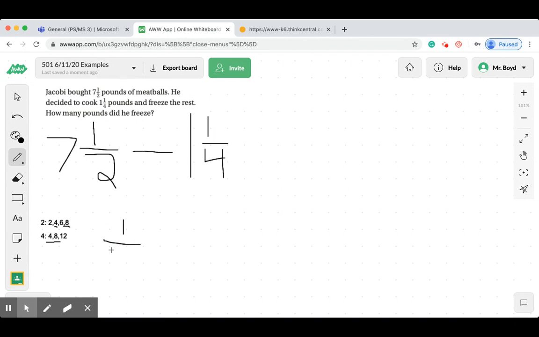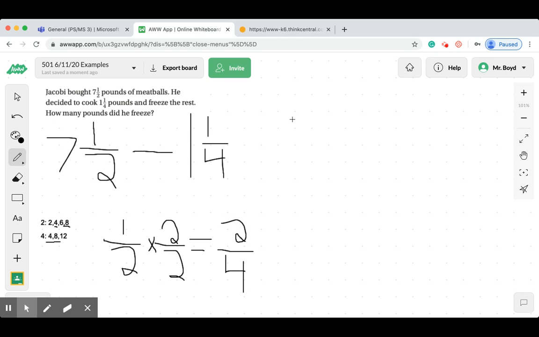So I will take 1/2, and I will multiply it by 2. And I know this because 2 times 2 equals 4. Whatever I do to the denominator, I must do to the numerator. And I want to create a denominator of 4. So 2 times 2 will equal 4. 1 times 2 equals 2.